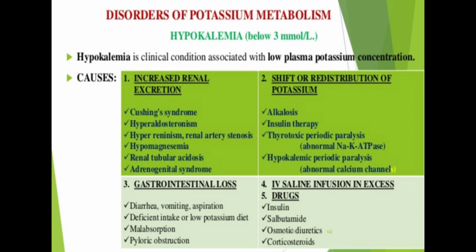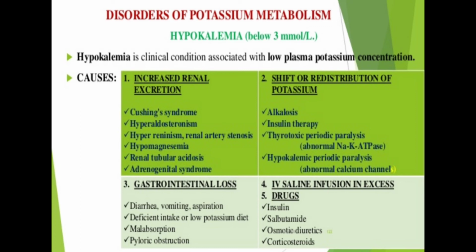Okay, enough. Then the second cause of hypokalemia is shift or redistribution of potassium because of alkalosis and insulin therapy, mainly in diabetic patients, IDDM patients. Then thyrotoxic periodic paralysis, hypokalemic periodic paralysis, abnormal calcium channel and all. You can just remember shift or redistribution of potassium, either alkalosis or insulin therapy.